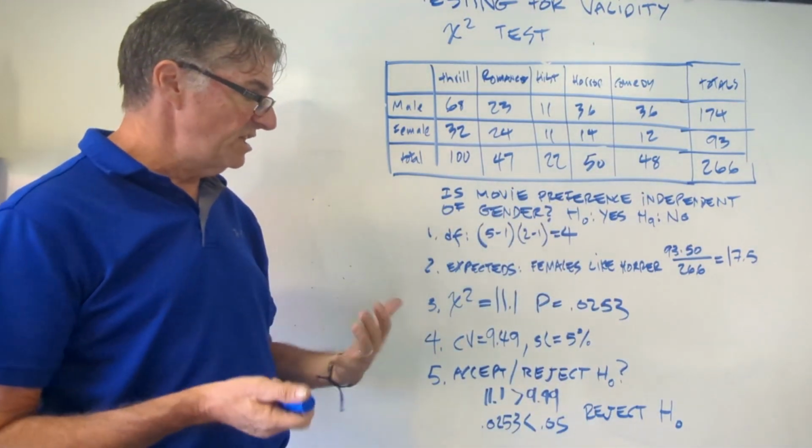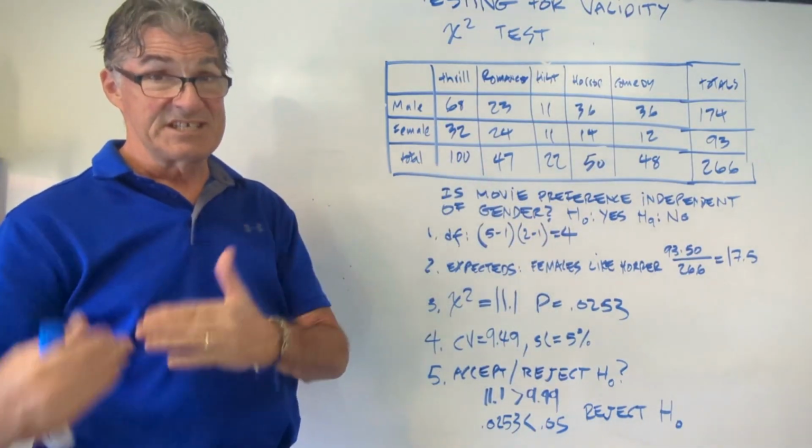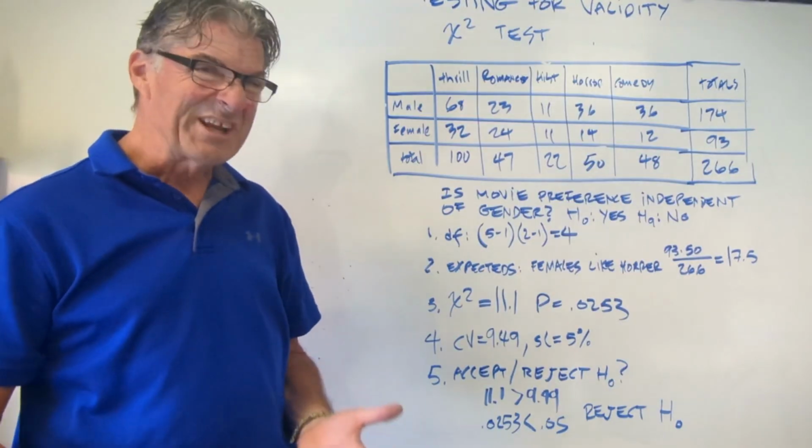You're not going to get a data set that shows a strong reject based on critical value, that shows a decent accept based on significance level. It just doesn't work that way.